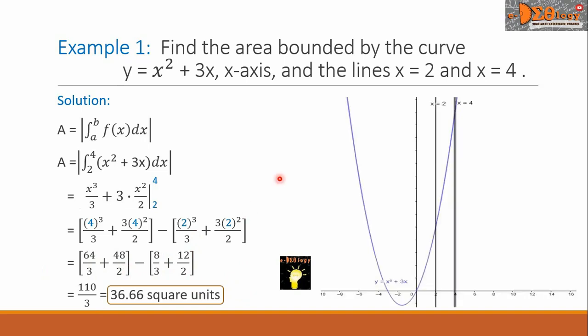Showing the graph, we can see here that this is the graph of the function y equals x squared plus 3x. The two vertical lines in black are the x equals 2 and x equals 4. The area that is being described is this part.